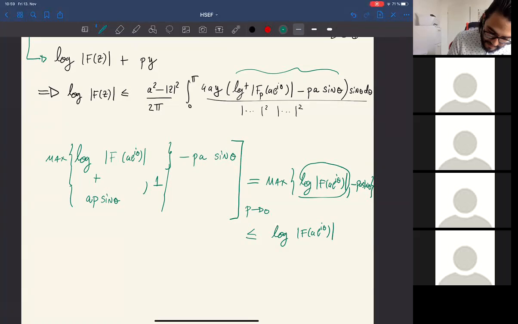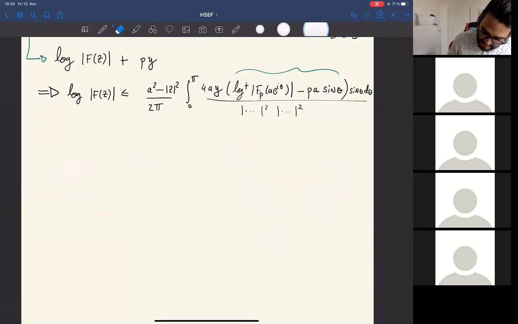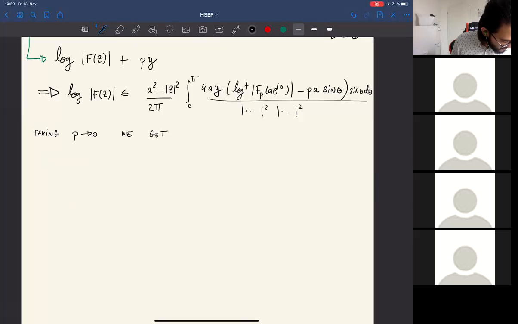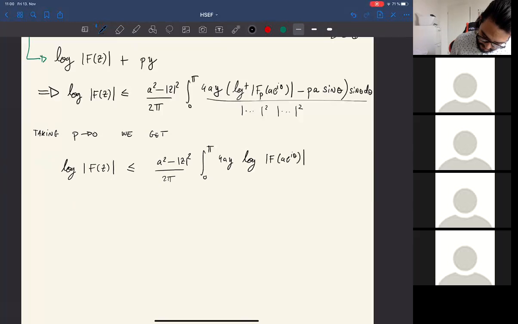Great, so I can erase everything. And just say that taking p to 0, we get that the log, and then I have finished with the trick. We get this. Okay, great.